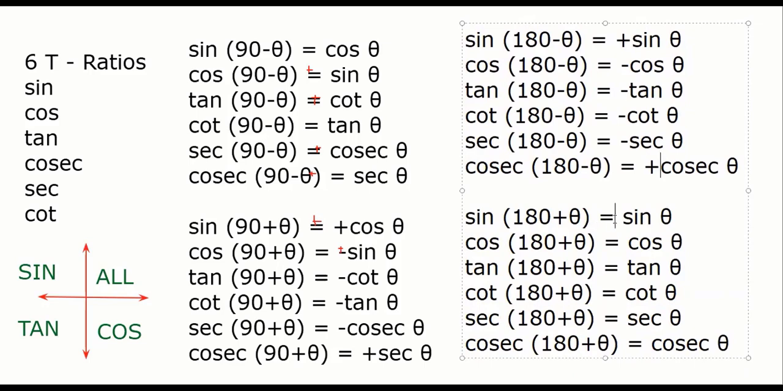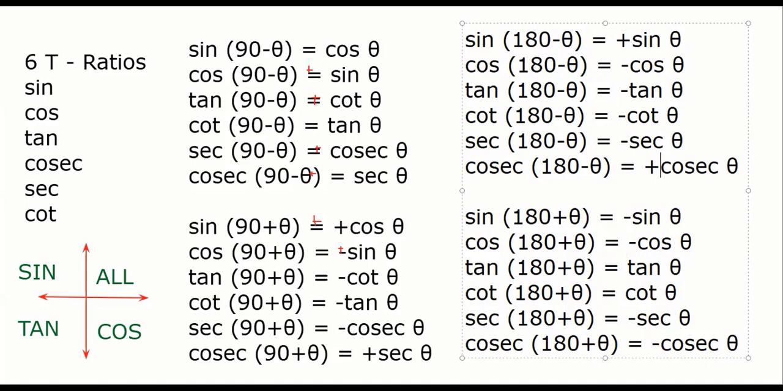Now come to 180 plus theta. Theta is 30, so 180 plus 30 is 210. Which quadrant are you going to? The third quadrant. Only tan and cot are positive. All others are negative. Got it? 6, 12, 24 formulas. Either you mug it up or you go with this concept. That's what I want to explain.